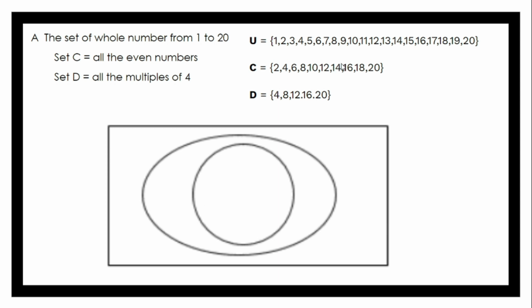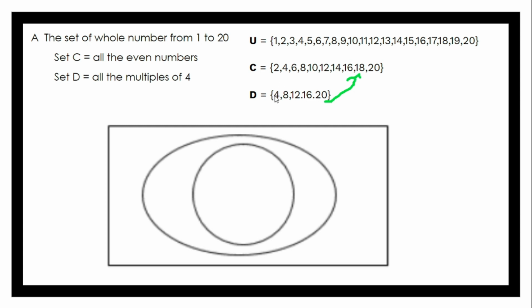So, titingnan muna natin yung ating mga elements. Alin ba dyan ang subset ng isa? Alin dyan sa dalawang yan? We all know that C and D are subsets of U. Correct? But, alin kaya sa dalawang to yung subset ng isa sa kanila? Yung parte lamang ng isang set. So, we have here set D. Set D is just a subset of C. Why? All the elements of D parte ni C.